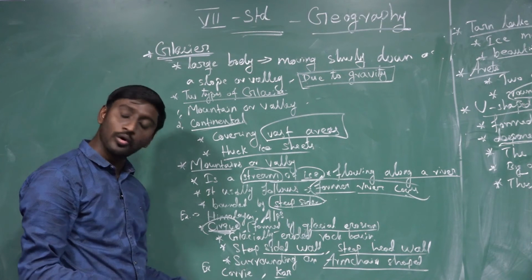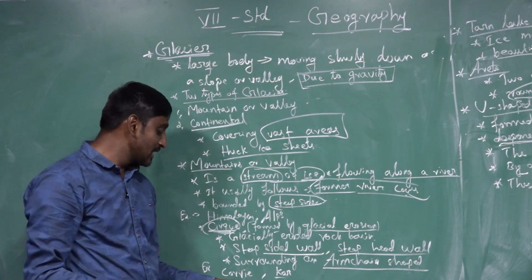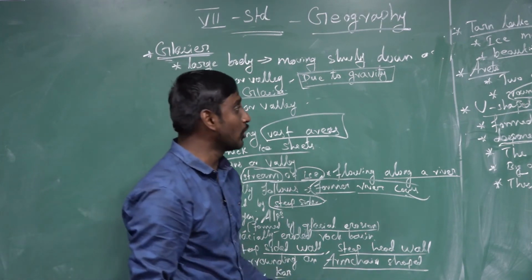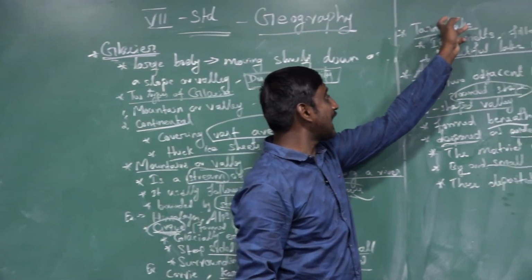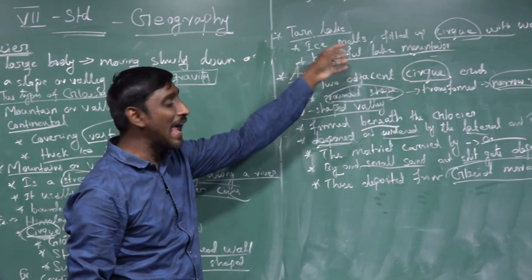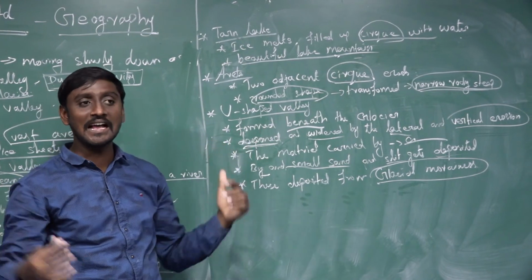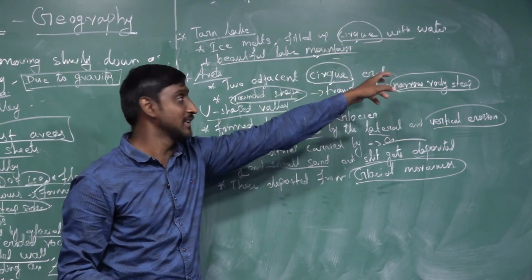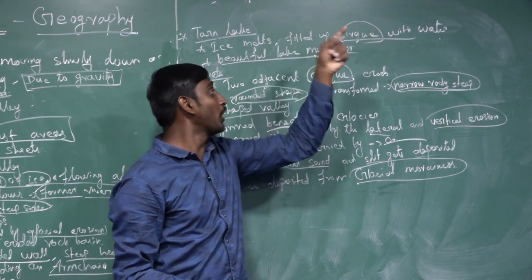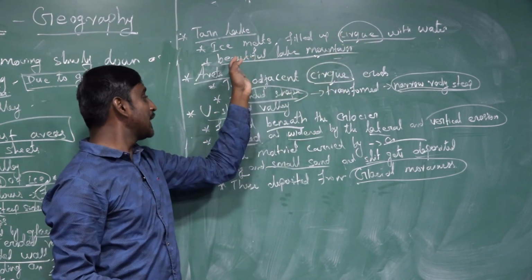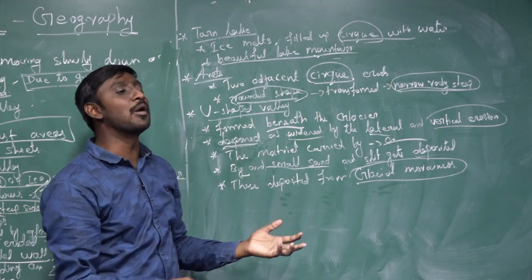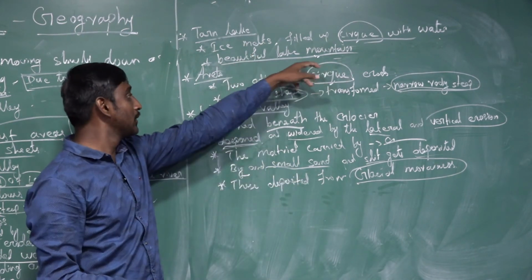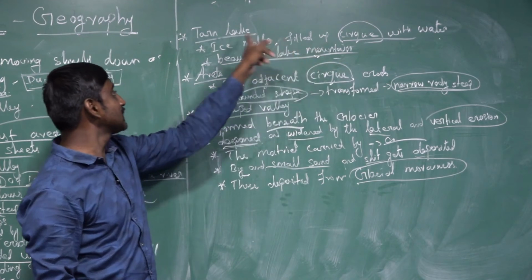For example, Corrie in Germany, Cwm in Scotland. That's a tarn lake. The ice melts. A glacier is an ice river. The ice melts and fills the cirque. The cirque is filled with water, and then becomes a beautiful lake in the mountain. A beautiful lake in the mountain is called a tarn lake.